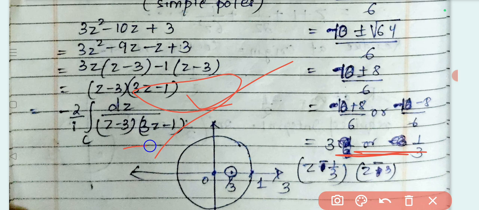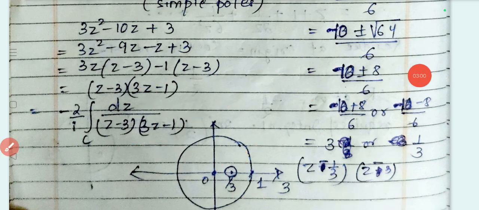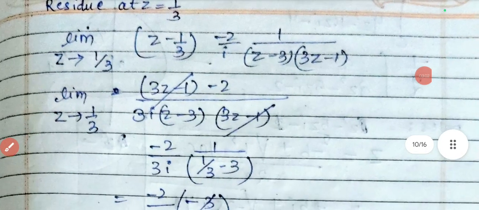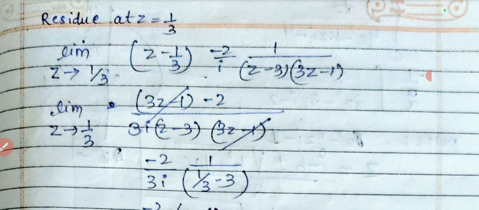Put it in place of the quadratic equation. It is a unit circle, so see which poles are within the circle. 3 will be outside the circle, only 1 by 3 will be within the circle. So we have to find the residue at pole 1 by 3. This is a simple pole. I have told you how to find the residue at a simple pole, that is limit z tends to 1 by 3, (z minus 1 by 3) f(z).